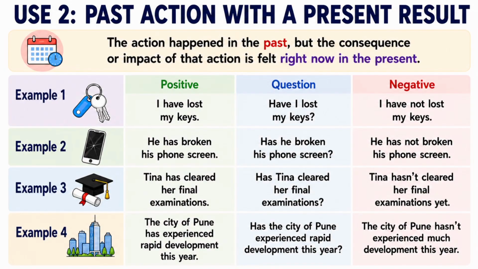Example 2. Positive, he has broken his phone screen. Question, has he broken his phone screen? Negative, he has not broken his phone screen. The screen was broken earlier, but it is still broken now. Example 3. Positive, Tina has cleared her final examinations. Question, has Tina cleared her final examinations? Negative, Tina hasn't cleared her final examinations yet.